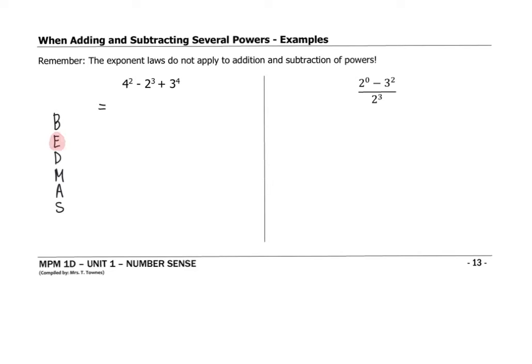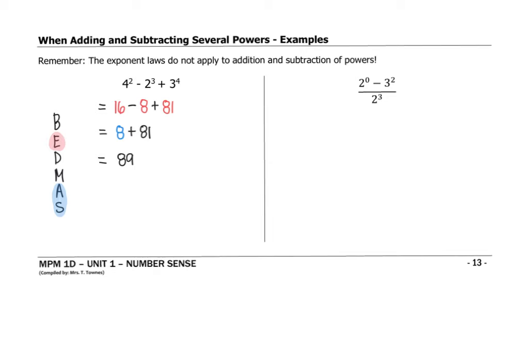We'll do 4 to the power of 2 and get 16. We'll subtract 2 to the power of 3, which is 8. And we'll add 3 to the power of 4, which will be 81. And once again, we'll use BEDMAS to simplify and evaluate this.